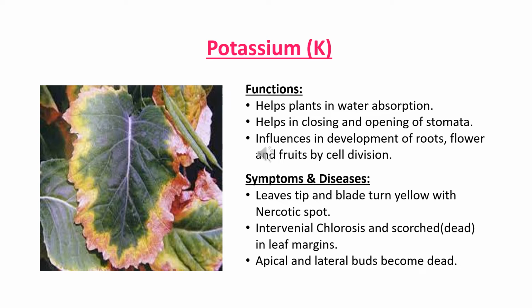I explained it previously. It is the cells and tissues starting to die from the margin of the leaves and turning the color like this. Okay, and naturally ultimately the leaf will die. Interveinal chlorosis and scorched leaf margins. Scorch means already necrotic spots, I already discussed, and apical and lateral buds become dead. So naturally, in the absence of potassium, there is no water, so there is no cytoplasm. It is concentrated, cells die, no cell division, and these kinds of necrotic symptoms are shown at the margin of the leaves.